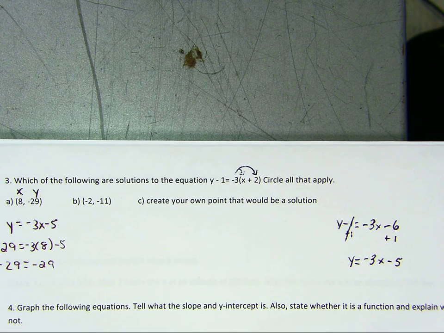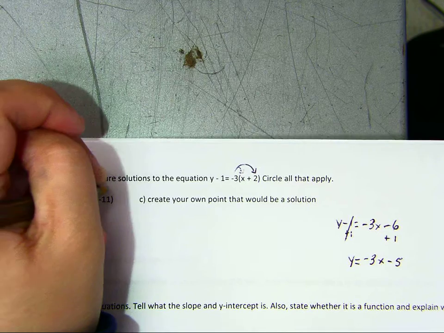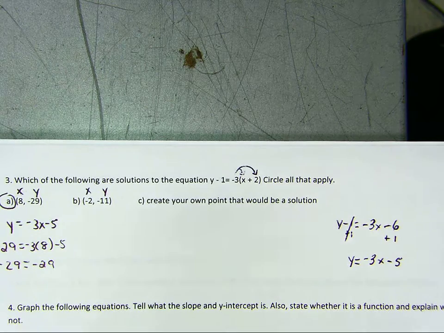So read the statement out loud. Does negative 29 really equal negative 29? Yes, that's a true statement. So if we were to graph the point 8 comma negative 29, it would fall on the line y equals negative 3x minus 5. We do the same thing for negative 2 comma negative 11.